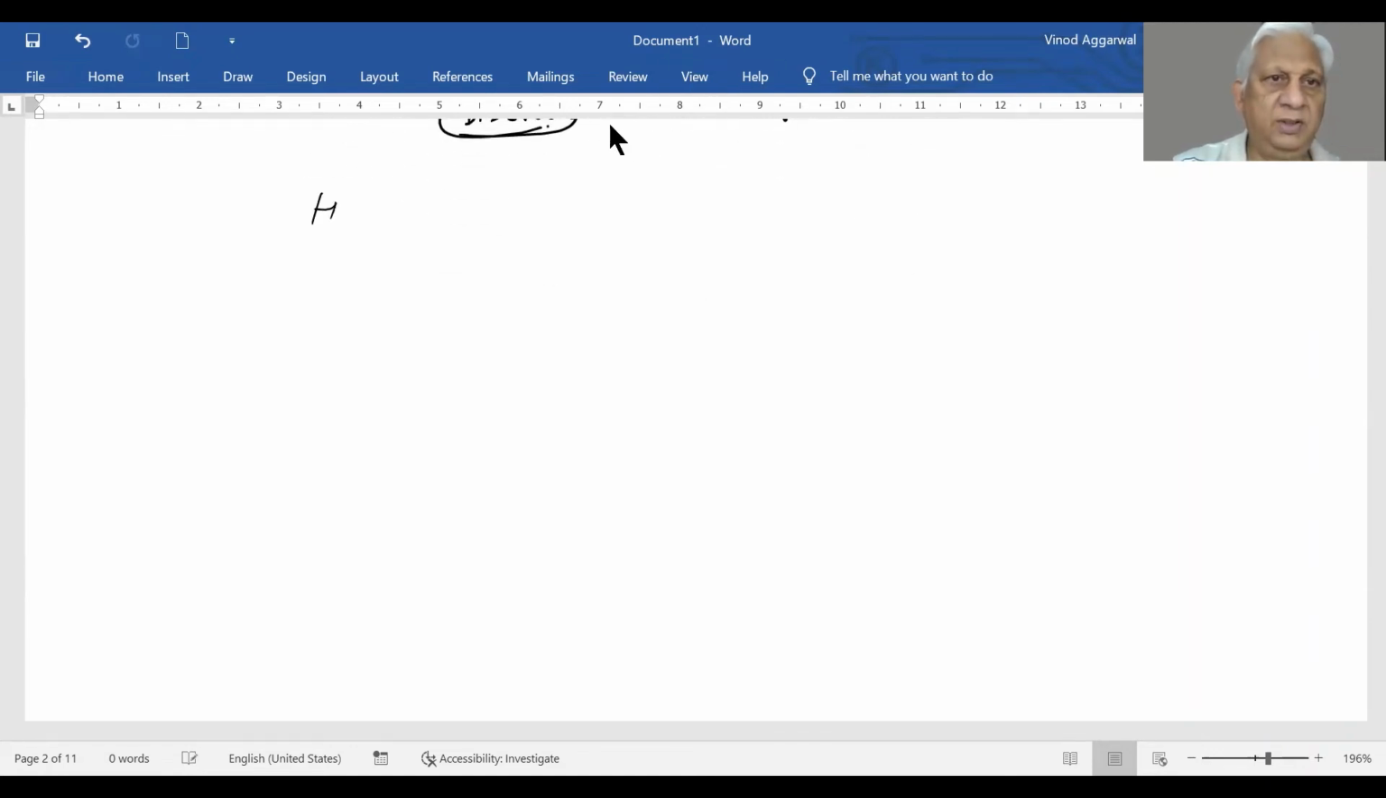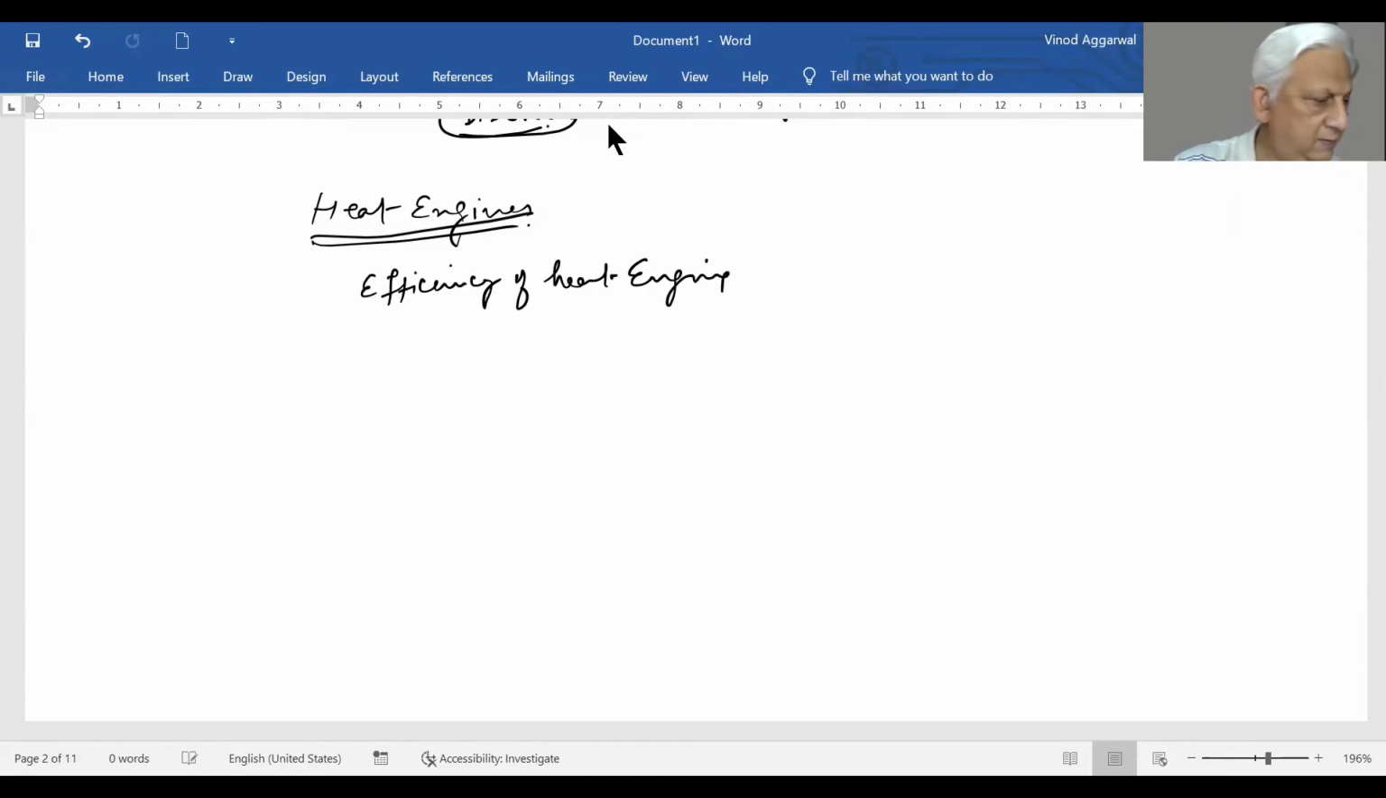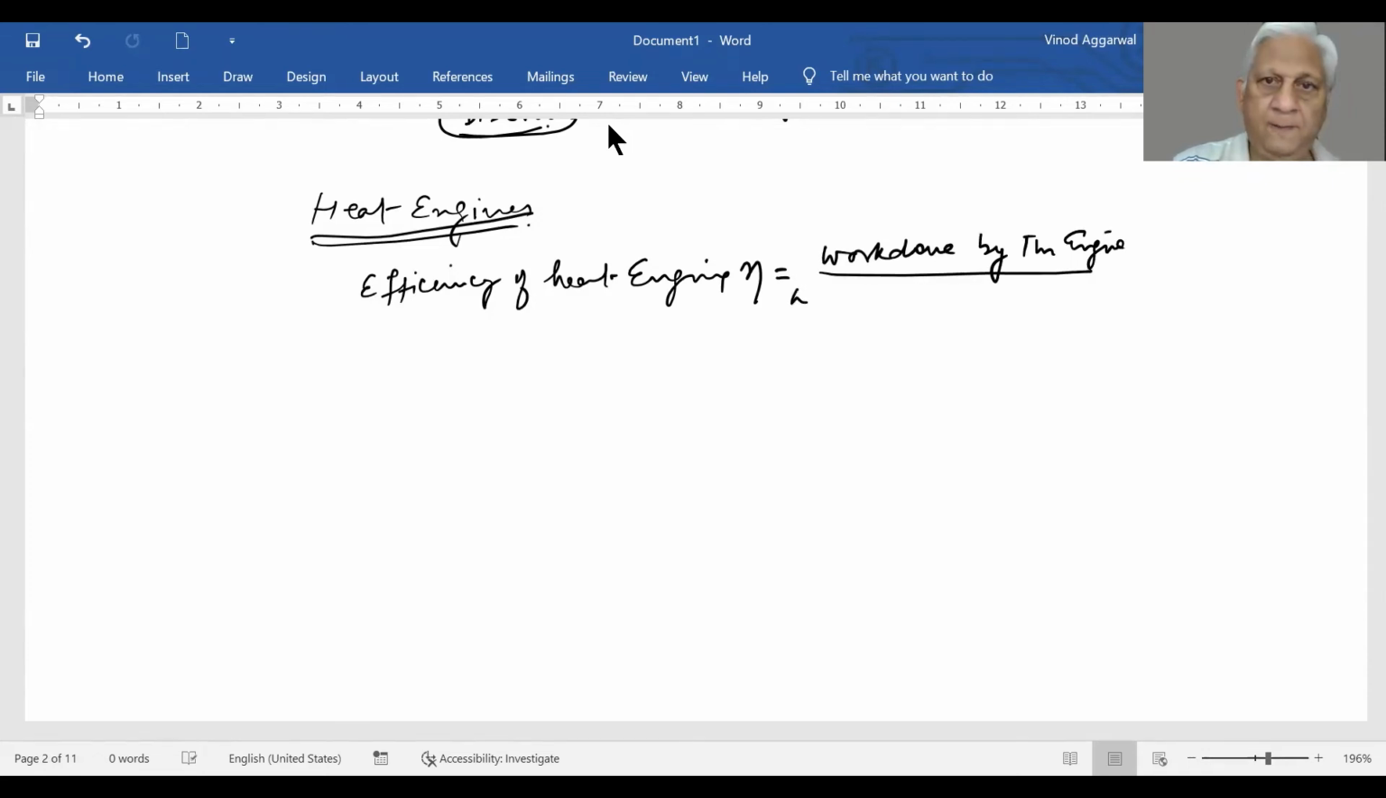Next topic is we talk about heat engines. In general, the efficiency of a heat engine, eta, is given as work done by the engine over heat supplied to the engine.